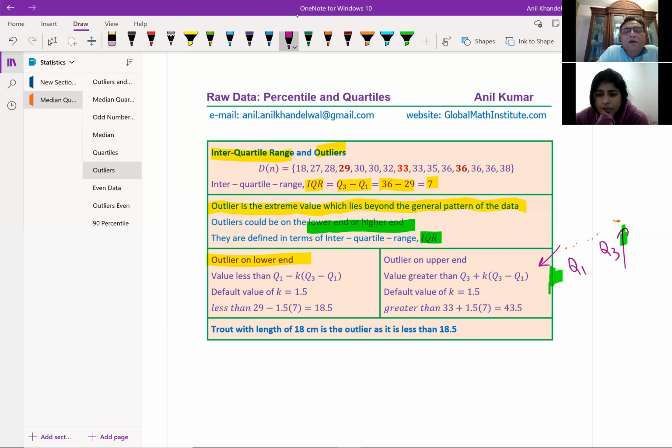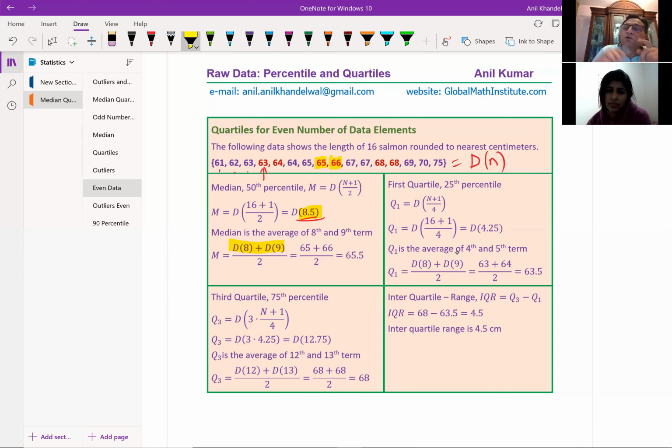So it is the average of D8 and D9. Whenever you get a decimal value, straight away go to the two values on the sides and then find the average. Even if you would have got 8.25, even then the estimate will be D8 plus D9 divided by 2. You get my point?